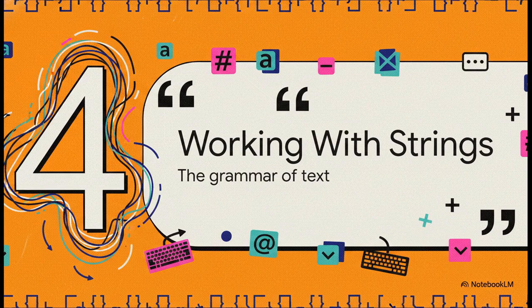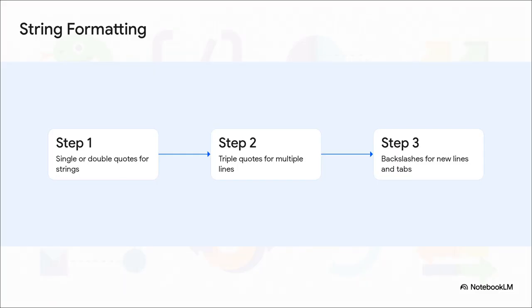Which brings us to Section 4, working with strings. Strings are just wildly versatile building blocks. You can whip them up using single quotes or double quotes. It's totally up to you. They're completely interchangeable. You can even use triple quotes to let your string span across multiple lines. And you can throw in backslashes to dynamically format your text output.